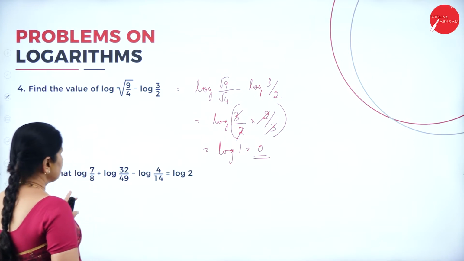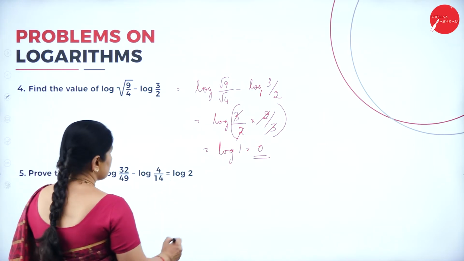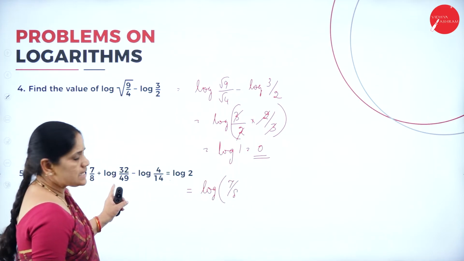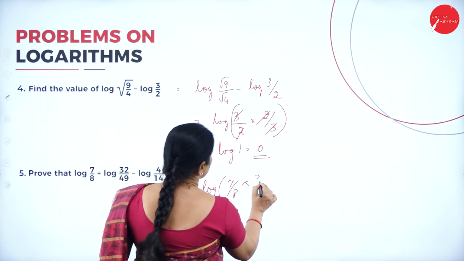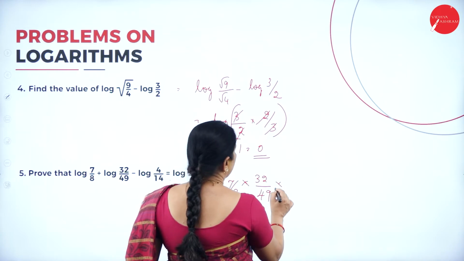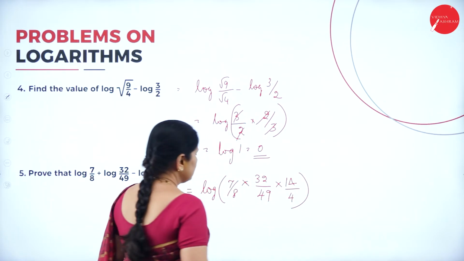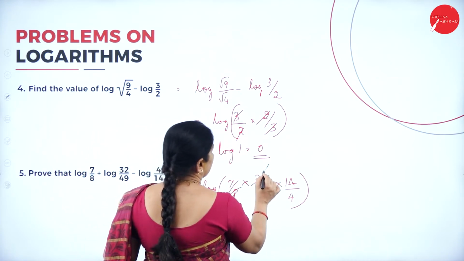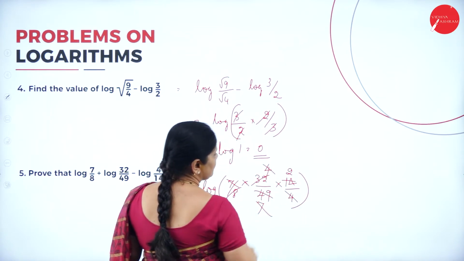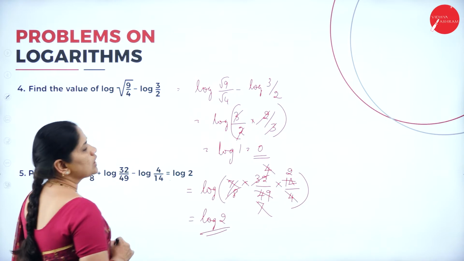Then the next problem, prove that log of 7 by 8 plus log of 32 by 49 minus log of 4 by 14 equals log 2. So I will write it as log of 7 by 8. Since I have a plus sign here, I will multiply into 32 by 49. Then there is a minus sign here, so I will have to write the reciprocal of the given number, 14 by 4. When I simplify this, 8 4s are 32, 7 7s are 49, 7 2s are 14. So 4 and 4 get cancelled. Only 2 is remaining in the bracket. So I'm getting the answer as log 2.